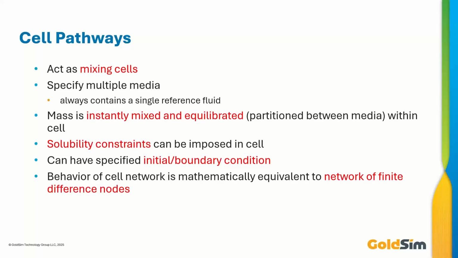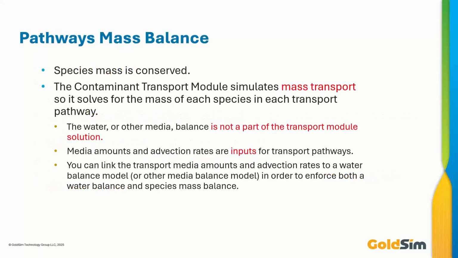Mathematically, when we have cells hooked together, it's mathematically equivalent to a network of finite difference nodes. And so that network of cells is being solved as a system of equations. That's essentially what's happening behind the scenes in GoldSim. Another thing that's important to point out, these cells that we're going to use in all pathways, they conserve mass. All right. So we're going to move mass through the system, and we're certainly going to conserve that mass, obviously, unless it decays, and we specify a decay rate. But it's simulating the movement of mass. The contaminant transport module itself is not simulating the movement of water. You're simulating the movement of water in a separate part of your model. That's probably using pools and reservoirs, and you're tracking the movement of water through the system, right? So the water part of your system, the movement of the water, serves as an input to the contaminant transport module.